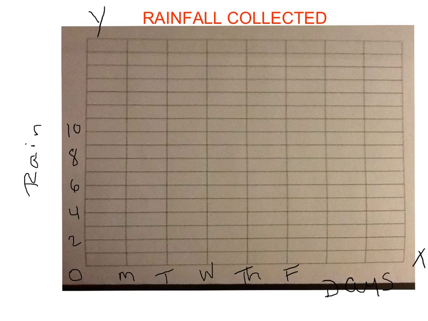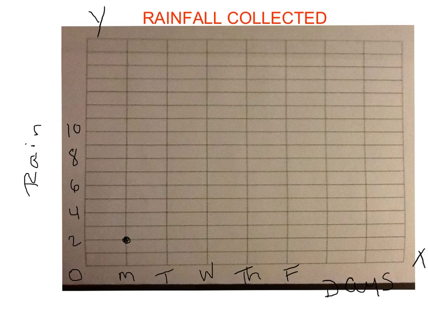All right, so let's plot these points that you found in your ordered pairs. So I'll do the first one with you. We're going to plot it, and then we're going to connect the dots in the order that we plotted them. So our first one was Monday, and 2 inches of rain fell. So we're going to mark that. So go ahead, pause the video, use your ordered pairs, and plot the rest of these and connect the dots.